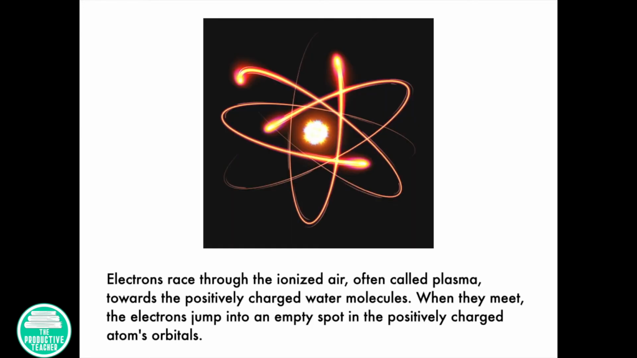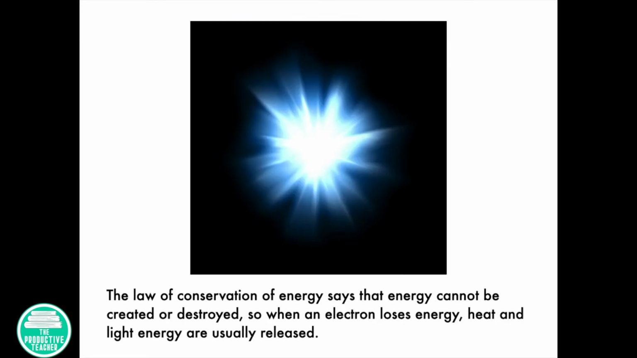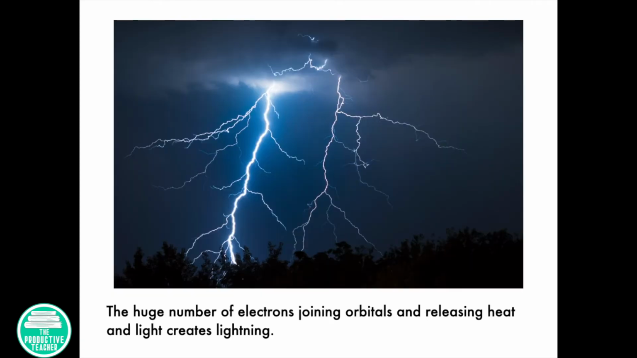Electrons race through the ionized air, often called plasma, toward the positively charged water molecules. When they meet, the electrons jump into an empty spot in the positively charged atom's orbitals. The electrons have less energy when they are in an orbital, so the extra energy is released as heat and light. The law of conservation of energy says that energy cannot be created or destroyed, so when an electron loses energy, heat and light are usually released. The huge number of electrons joining orbitals and releasing heat and light creates lightning.